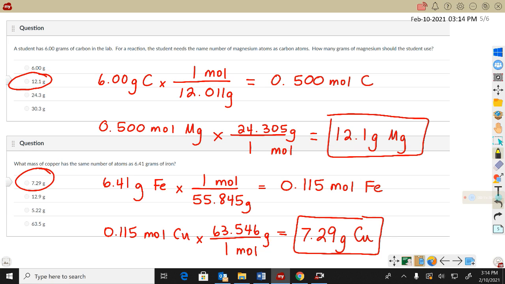All right. A student has 6 grams of iron in the lab. Oopsies. Carbon in the lab. Looking at the wrong one. For our reaction, the student needs the same number of magnesium atoms as carbon atoms. How many grams of magnesium should the student use?